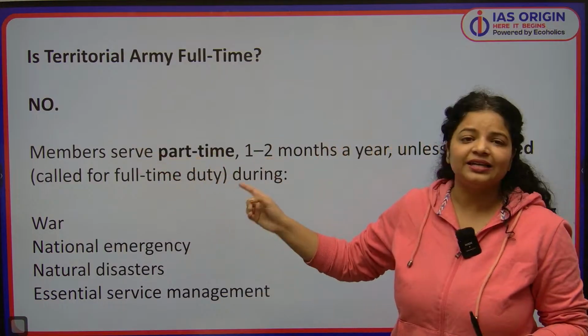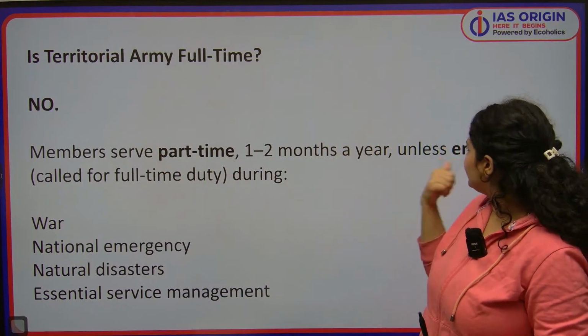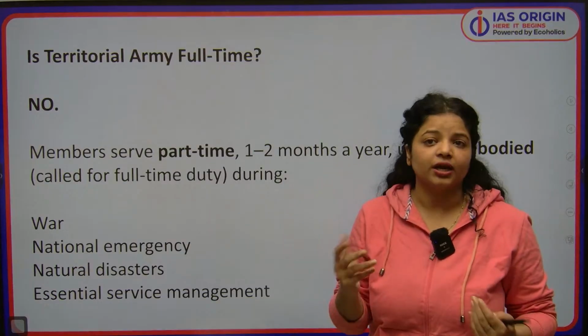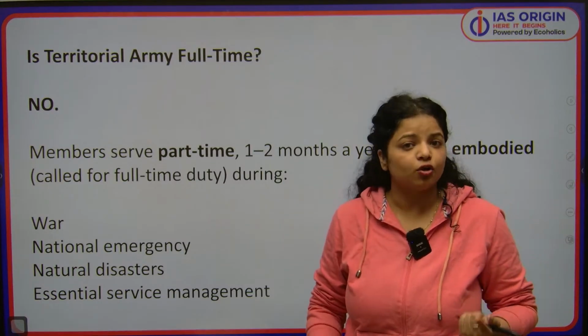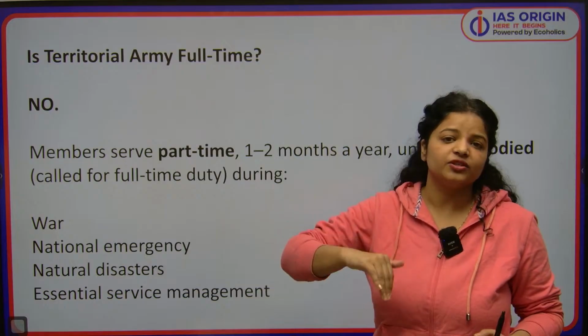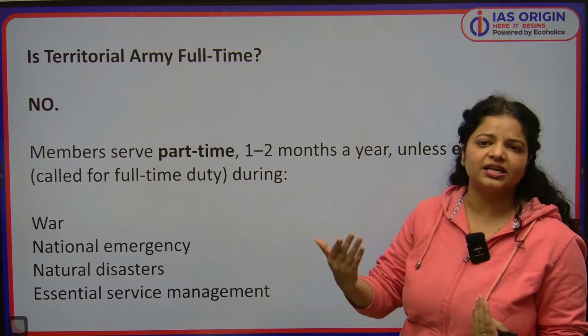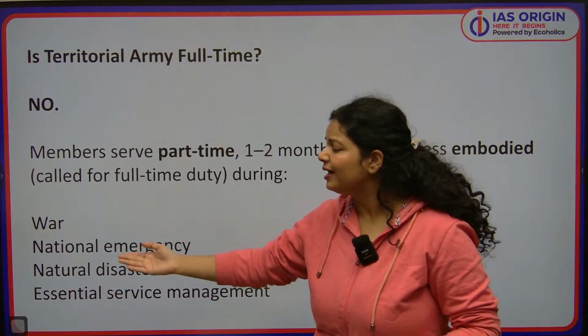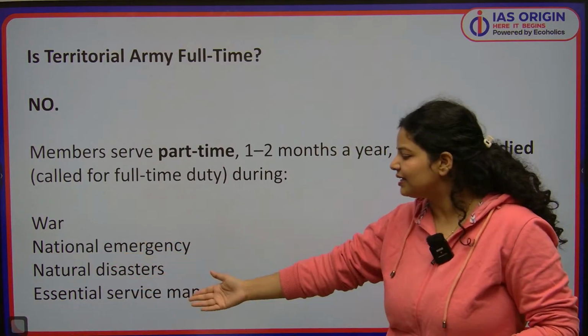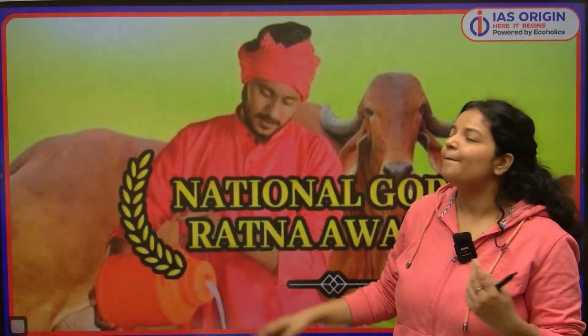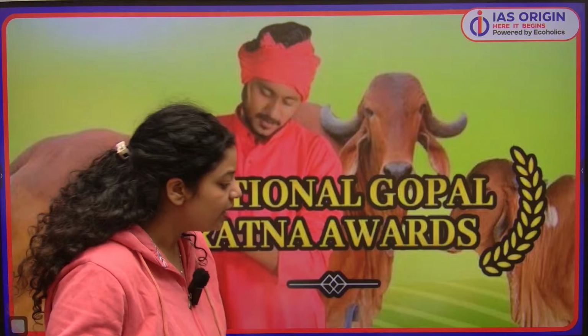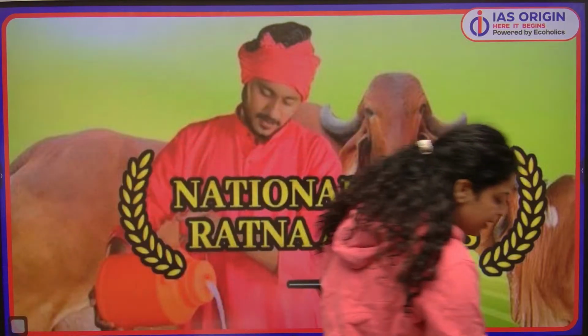Members serve part-time, 1 or 2 months in a year, unless and until they are called. If there is no need, they might even not be called. It is not that they will be forcibly called to do major work. But if not required, they will not be called. But when are they called? When there is a situation of war, national emergency, any disaster, or essential services management. So this is what the Territorial Army is all about. Now they are also recruiting women in this.